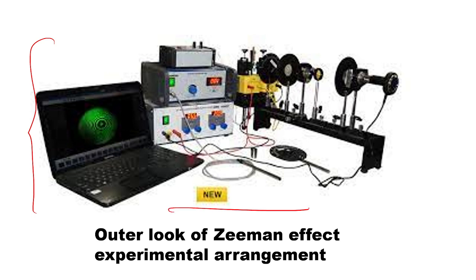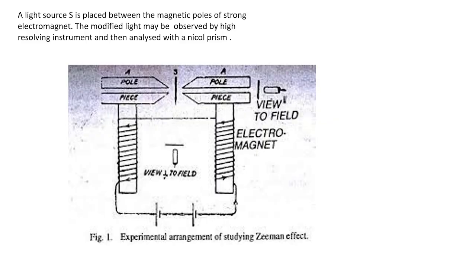How can you measure the spectrum and the splitting of the spectral lines? This is the actual inner diagram. These are the poles that are placed, these are electromagnets.